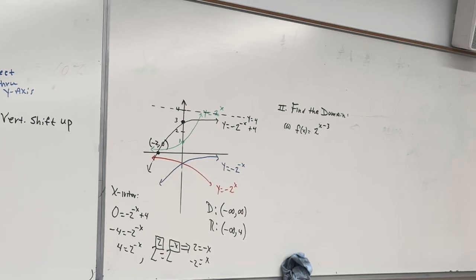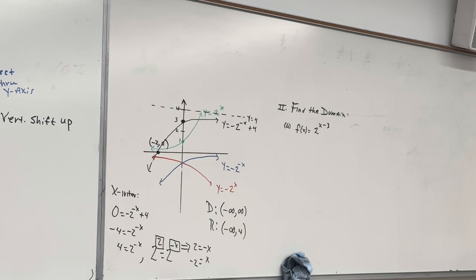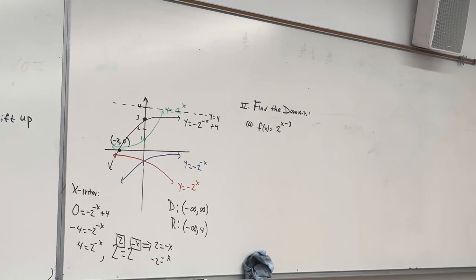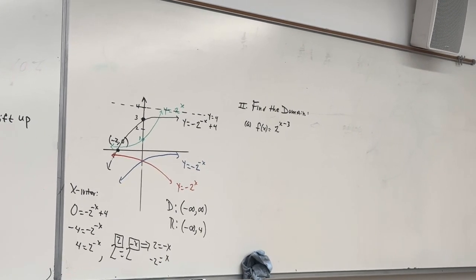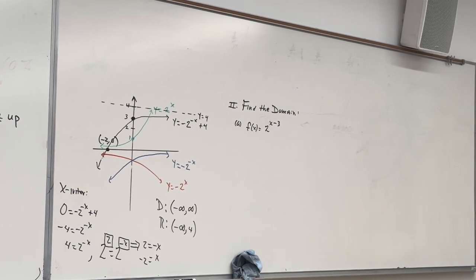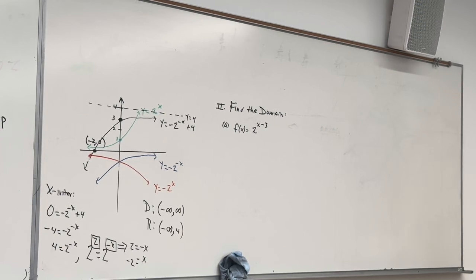First, use your parent graph, 2 raised to the x. Can anyone tell me, based on what you see up here, what is the one transformation that's needed here? Alex. A horizontal shift to the right 3. The last one I think had a vertical shift up before. This one he says, Professor, take the parent graph and horizontally shift it 3 to the right, and you'll have the graph you're after here.